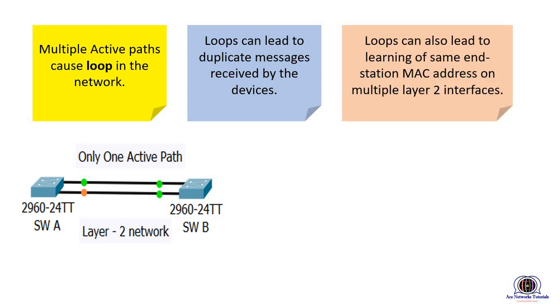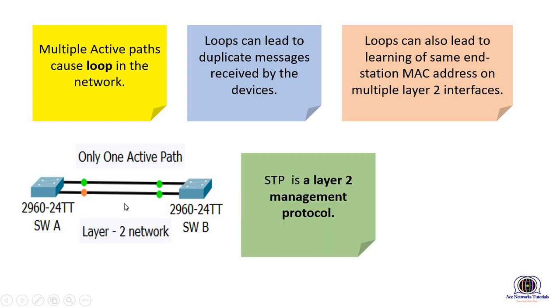Loops can also lead to learning of the same MAC address on multiple layer 2 interfaces. Because you have a loop running over your network, the MAC address that was supposed to be learned by port 1 will now also be learned by port 2 because of the loop.